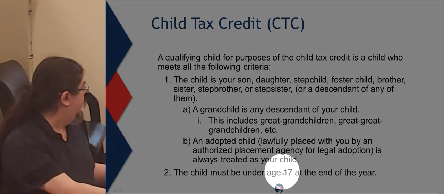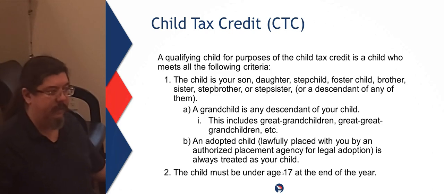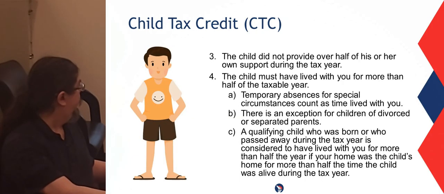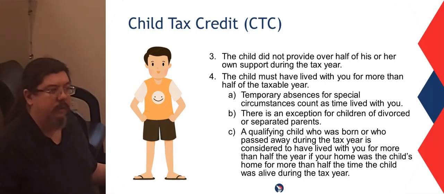And secondly, the child must be under age 17. So you could have a qualifying child for purposes of dependency. They might be 18 or 17, but they're not a qualifying child for child tax credit. This is a support test. The child does not provide more than half of their own support, and the child must live with you for more than half of the year, with the following exceptions: temporary absences, which is basically education, vacation, illness, military service, business. I think that's all of them.